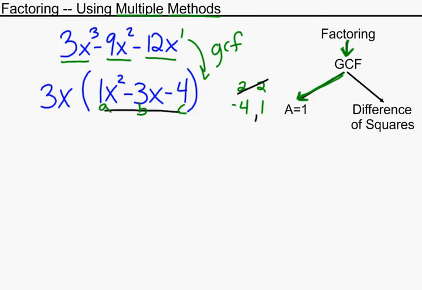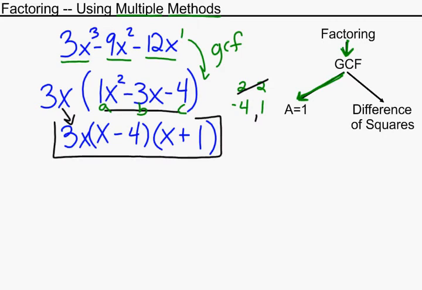So when I do a equals 1, I'm undoing FOIL, so I can go ahead and write my two binomials. I slap the variable right in the first spot, and then minus 4 and plus 1. So I've undone that a equals 1. Now I have to remember that this 3x was part of my problem. So I have to drop him down and put him out front as a coefficient. So my answer has 3 pieces. It has this monomial and then 2 binomials.